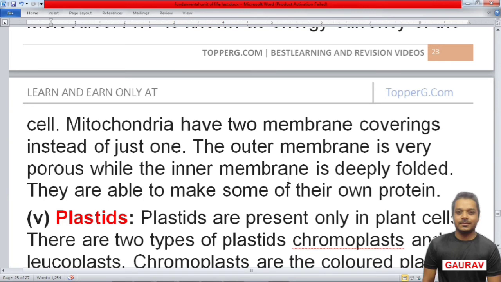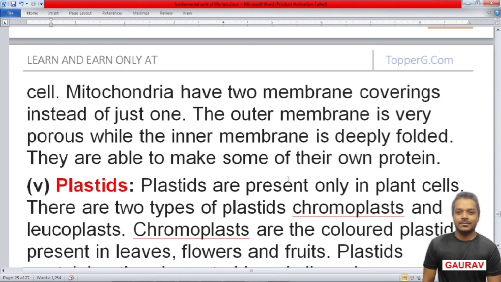Mitochondria have two membrane coverings instead of just one. The outer membrane is very porous while the inner membrane is deeply folded. They are able to make some of their own protein.